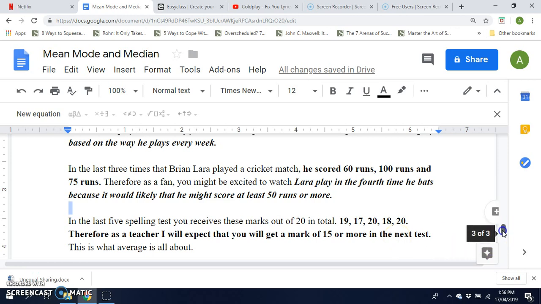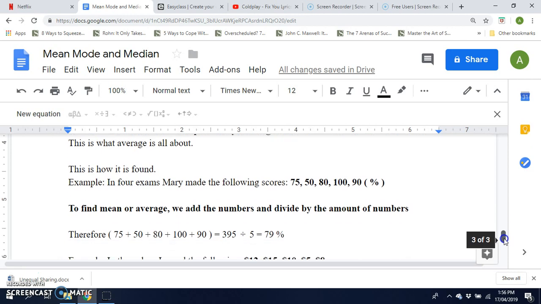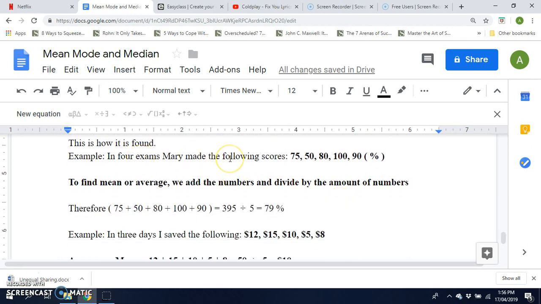So, what is average? Look at how it is found. Mary has 5 examination papers here, 75, 50, 80, 90. All you need to do is add up the numbers to find the average, which will give you 395, and divide by 5. Her average is 79. Do you notice that 79 is close to these numbers here? That's why it's called average.